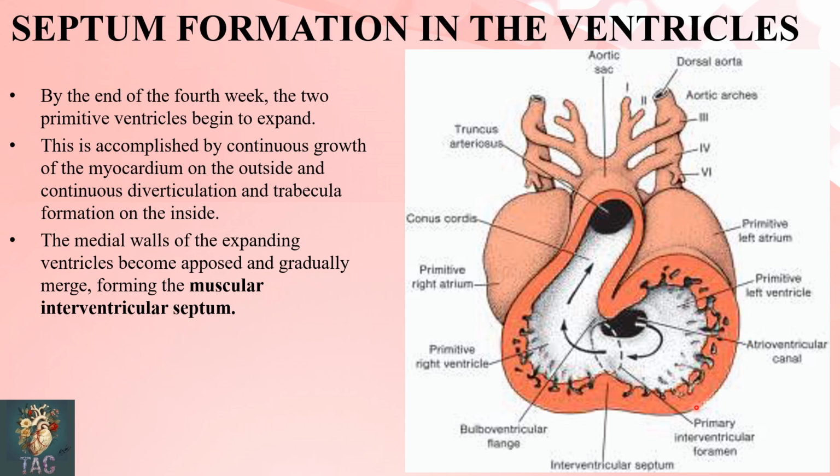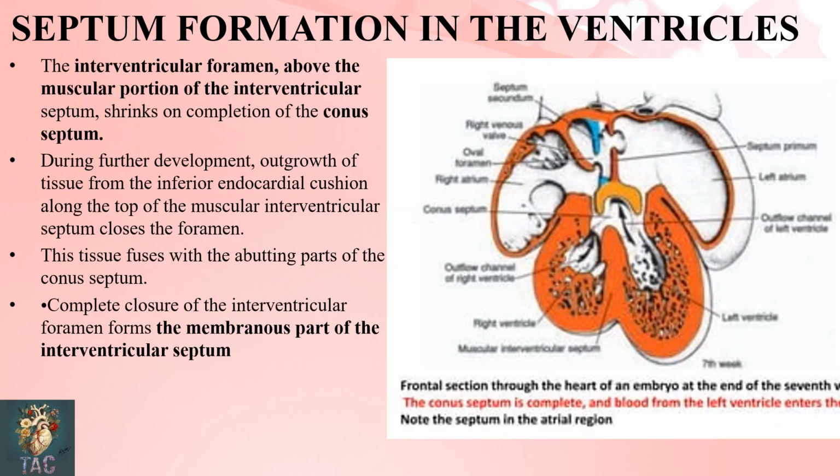Their growth is outside, and there is diverticulation and trabeculation on the inside, and this is the medial wall, and when the medial walls fuse with each other, it will form the muscular part of the interventricular septum. So here you can see this is the interventricular foramen, and this is the muscular part of the interventricular septum, which is formed because of the opposition of the medial walls of the 2 ventricles, and this area is the interventricular foramen.